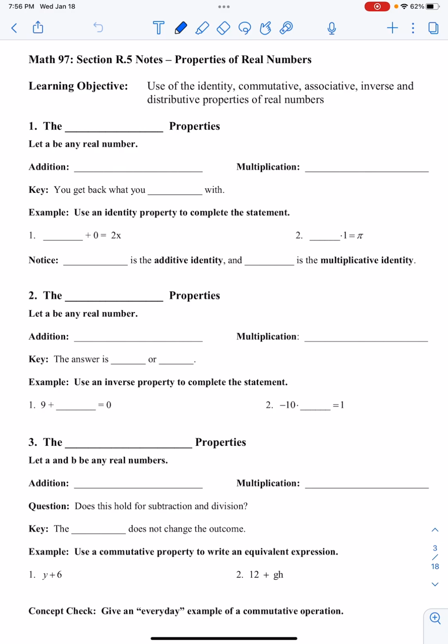Right, Math 97, Section R5. We're going to talk about properties of real numbers. The first one that we're going to talk about is the identity property.